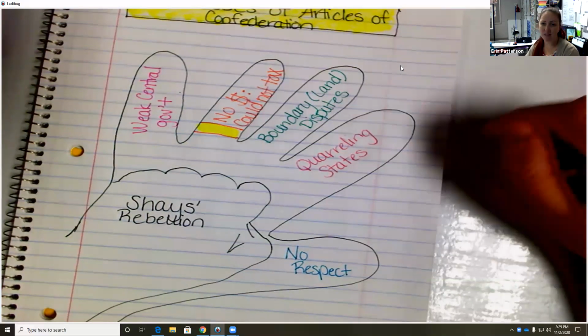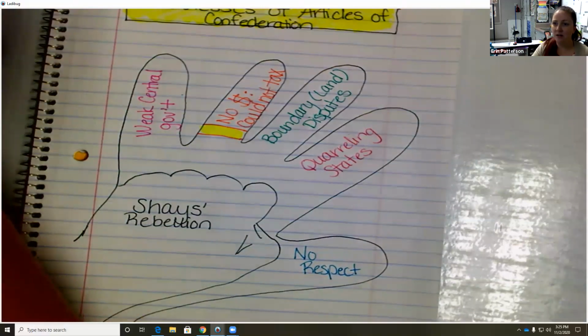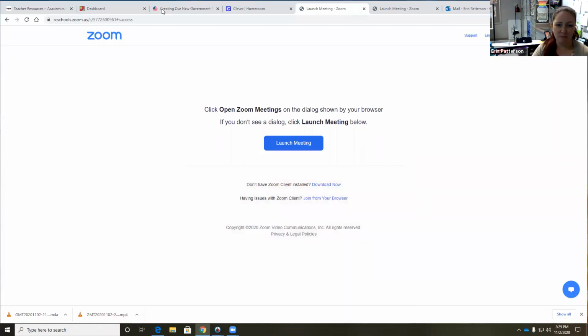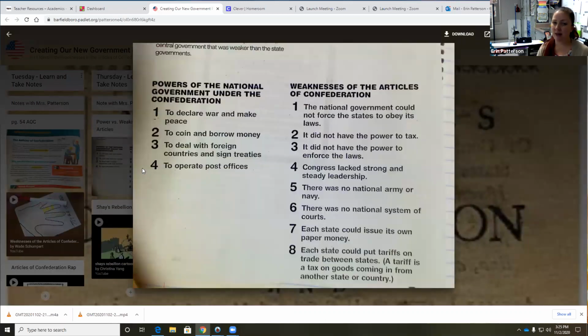So I'm going to take this a step deeper today with you. I wanted to look at, on our Padlet, this image here. And you can see the powers that they did have under the Articles of Confederation and the powers that they did not have. So if you're with your teacher or your classmates and would like to pause this, I want you to look at some problems that arise.